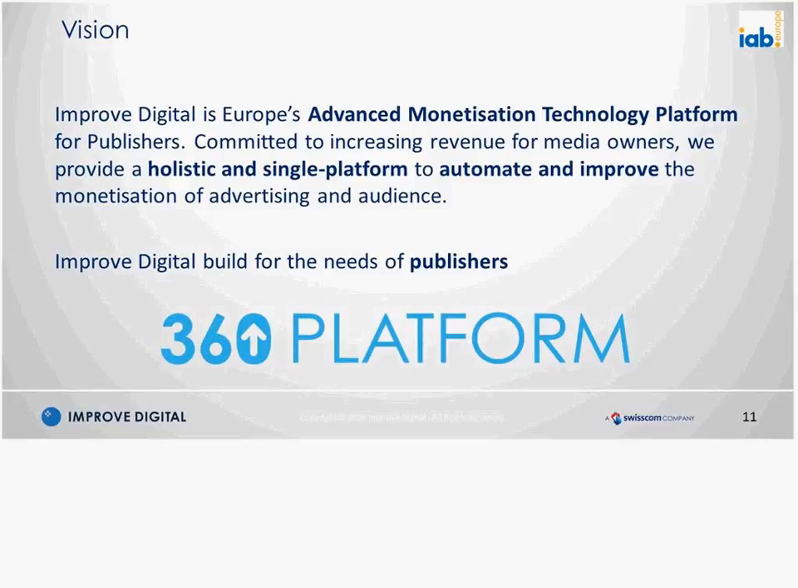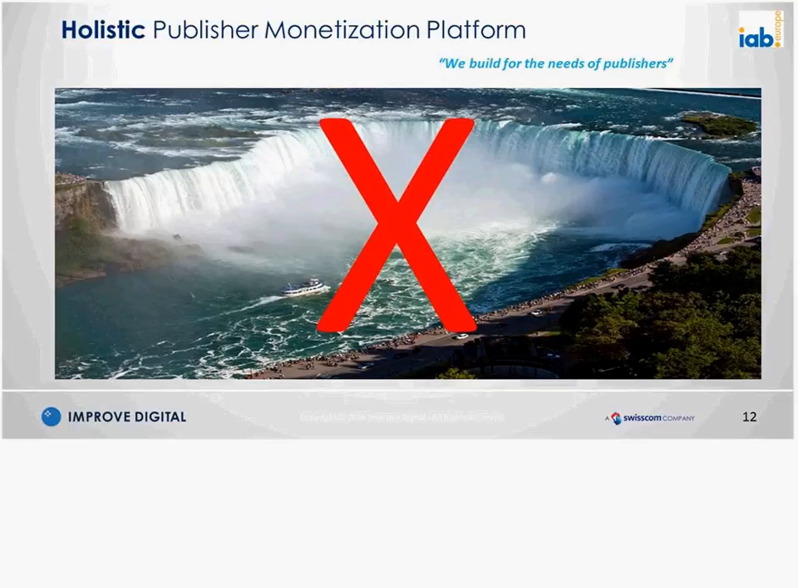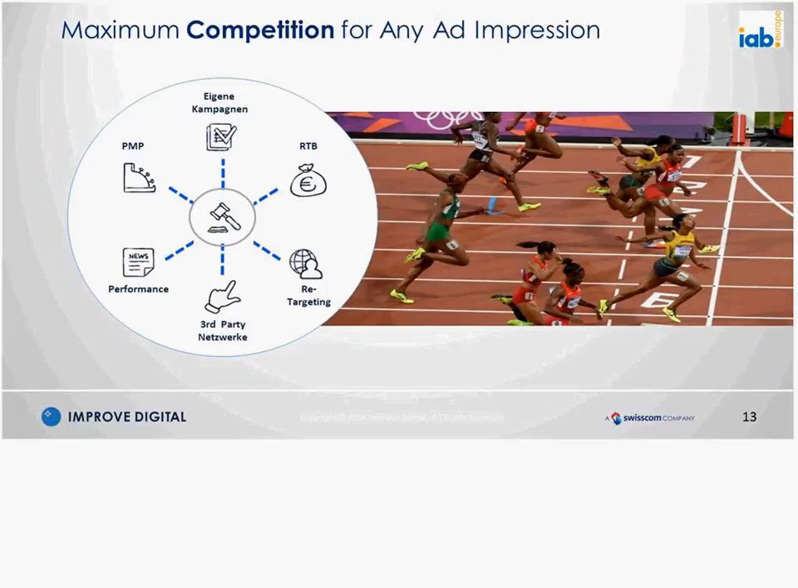Improve is not a waterfall. As we say, we build for the needs of publishers. This is exactly the opposite of a waterfall. This is a holistic optimization. And what that means, via a holistic optimization, we maximize competition while all demand sources compete simultaneously, not sequentially any longer.